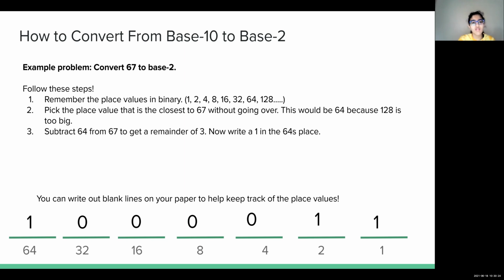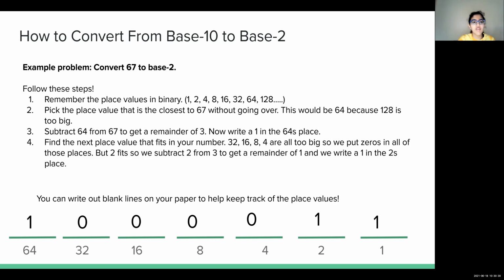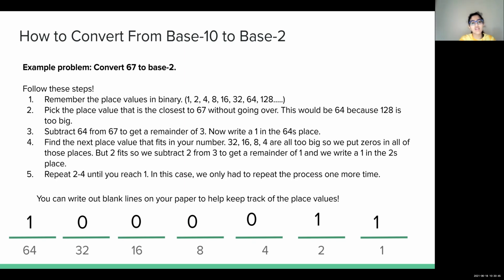Then you'd subtract 64 from 67 and get a remainder of 3, and you'd write a 1 in the 64's place. Then you find the next place value that fits your number. 16, 8, and 4 are all too big, so we put zeros in all those places. But 2 fits, so we subtract 2 from 3 and get a remainder of 1, and we write a 1 in the 2's place. Repeat the steps until you reach 1 or 0. In this case, you have to repeat the process one more time.